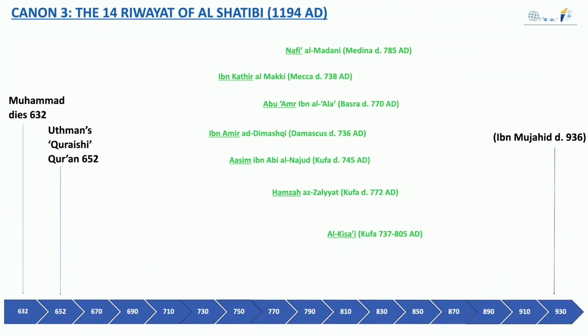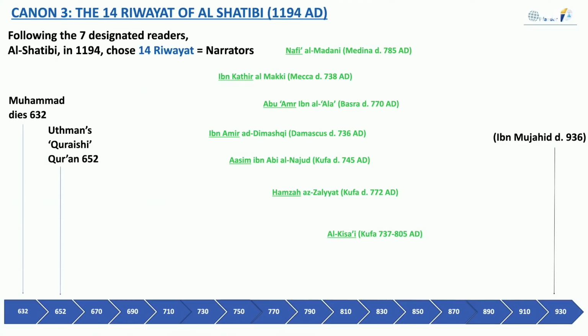We've already talked about canon 2. There it is. Let's go and see what we have here. Following this, we have 7 designated readers. Al Shatibi, is that how you pronounce it? Shatibi, yeah. In 1194 he chose 14 riwayat. And we're going to bring them all up here, the 14 riwayat. There you are.